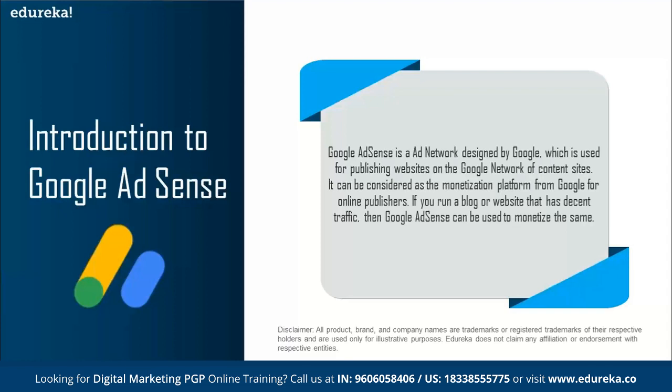Google currently shares 68% of the revenue generated by AdSense with content network partners and 51% of the revenue generated by AdSense with search partners. We'll understand the details of it.